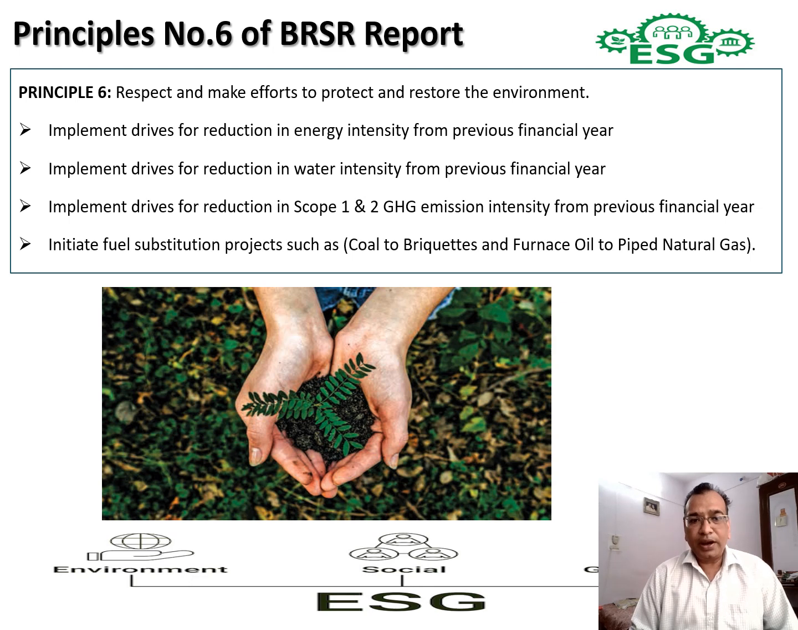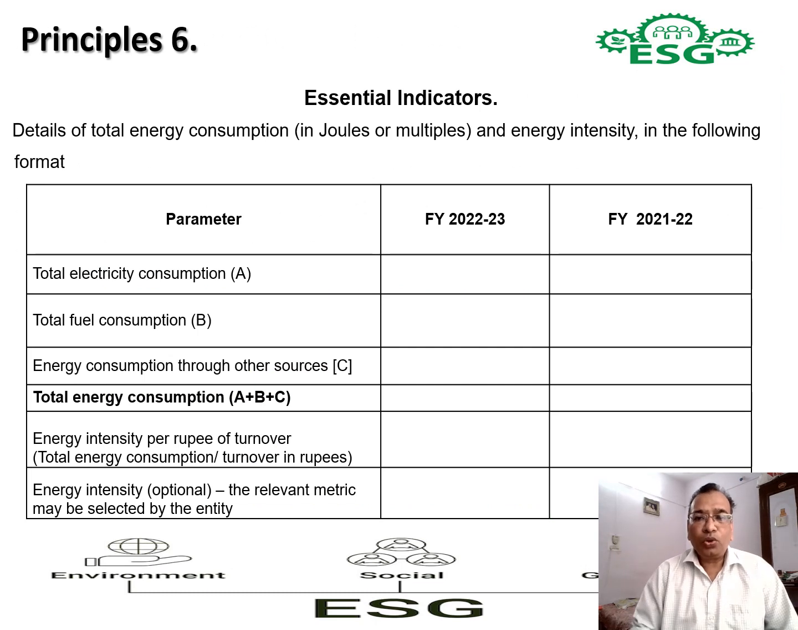and to initiate different activities such as fuel substitution projects from coal to briquettes and furnace oil to piped natural gas or low sulfur heavy stock fuel. So now we are going to see the reduction in energy intensity. In this Principle 6, the first and foremost slide is of essential indicators, that is, the mandatory indicators.